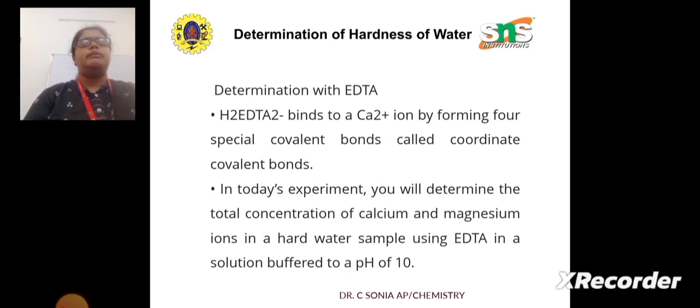EDTA binds to the calcium ion by forming special covalent bonds called coordinate covalent bonds. In today's experiment, you are going to determine the total concentration of calcium and magnesium ions in a hard water sample using EDTA in a solution buffered to a pH of 10.